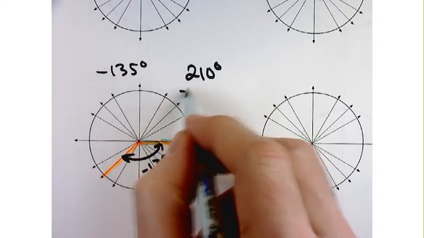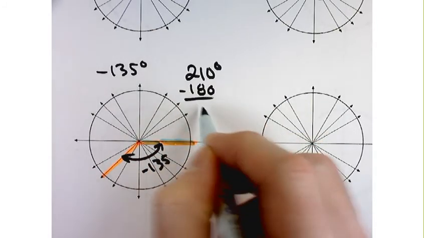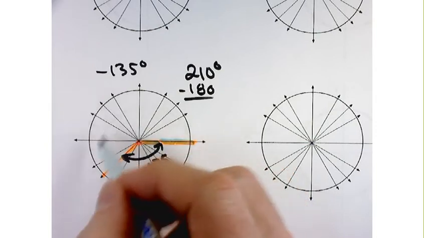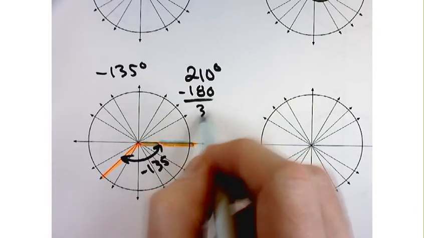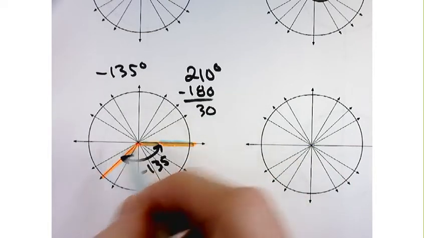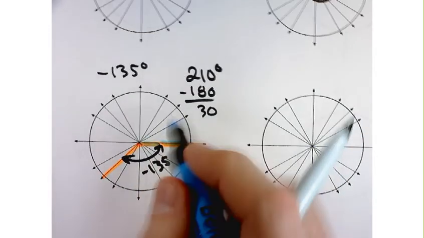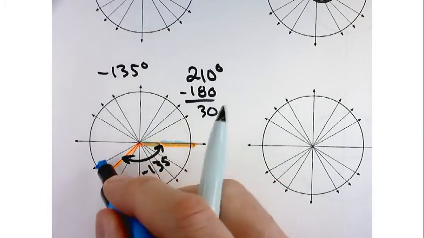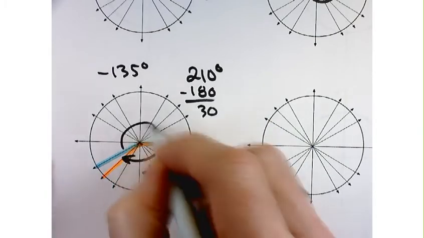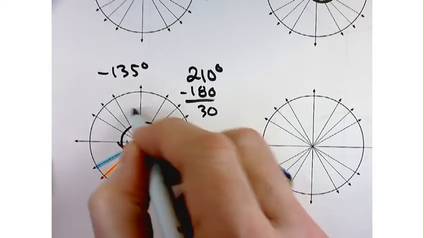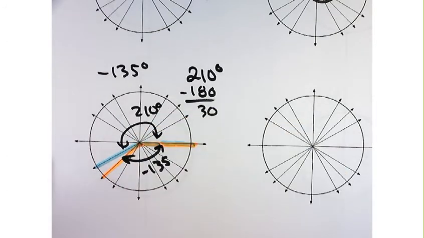So let's take a look here. How far do I have to go past halfway around the circle? Yeah, another 30 degrees. So that's going to be right here. So starting out here, your 210 degree angle would put you right there. Okay, nice.